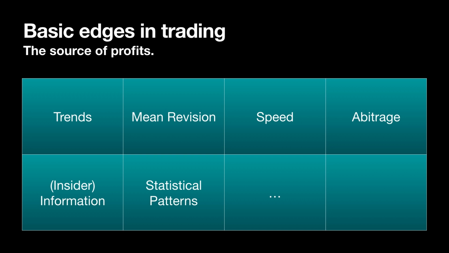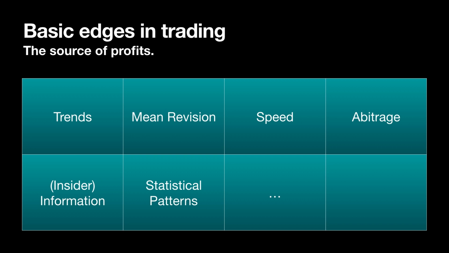Let's start. I personally have a model in my head, and the model says there is a basic edge and there are additional edges. The basic edge is the most important edge because it is the source of your profits. Without this basic edge, you don't have the chance to make any money. And the basic edge itself is always based on something that I would say is a natural thing of the market.